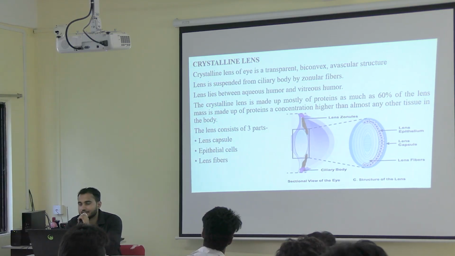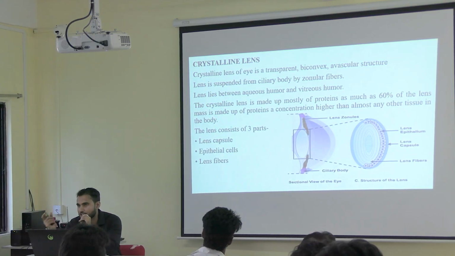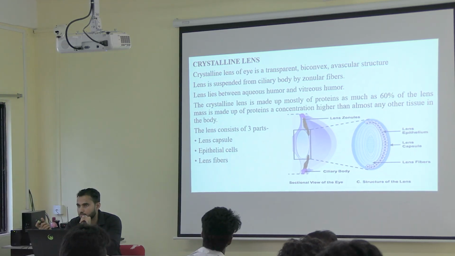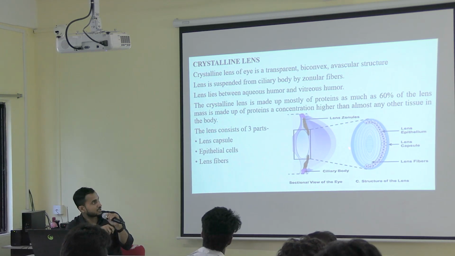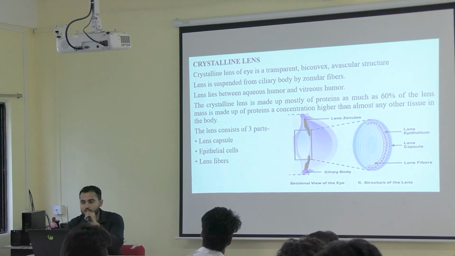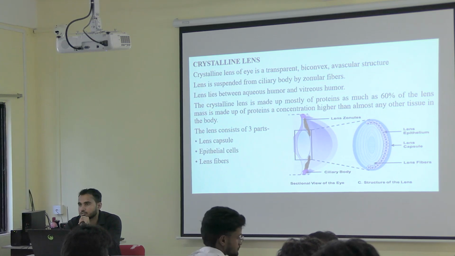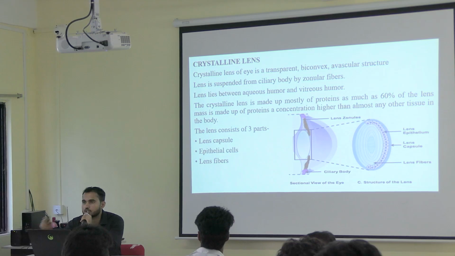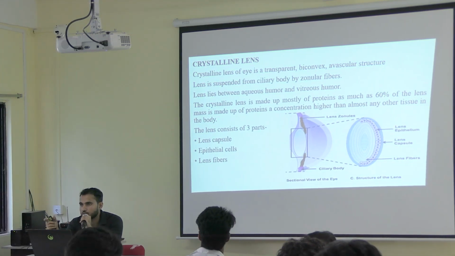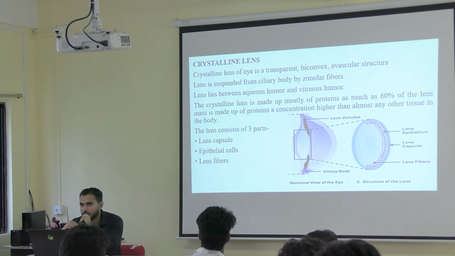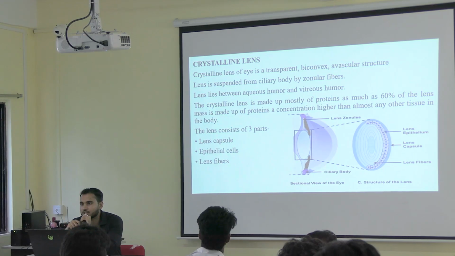Crystalline lens of the eye is transparent, biconvex shaped and avascular structure. I hope you can see the shape. It is biconvex, transparent and avascular. Where is it situated? It is situated in between the anterior and posterior compartment of the eyeball. That means in front of the lens will be aqueous humor, posterior to the lens will be vitreous body. In between these two, the lens is situated.